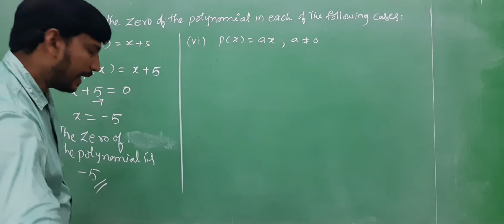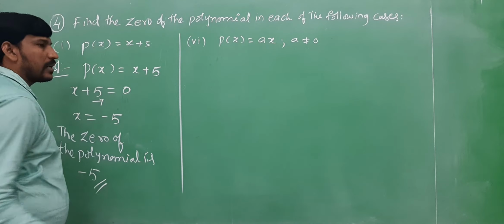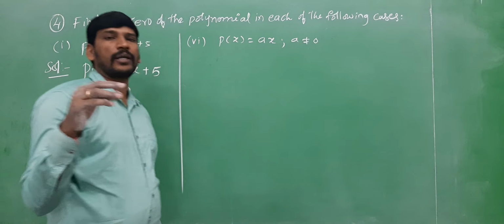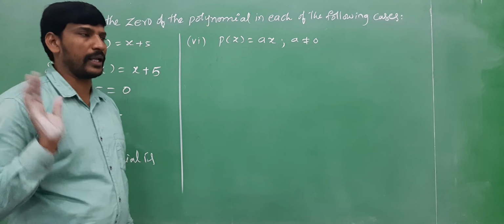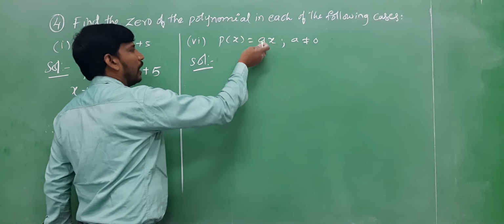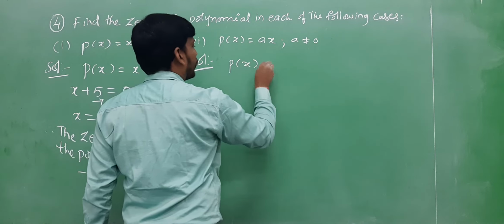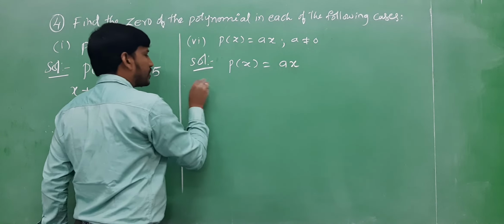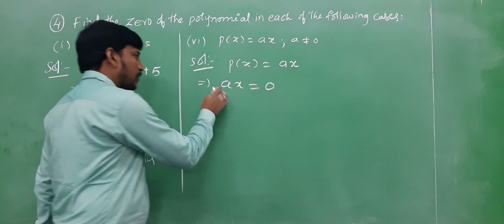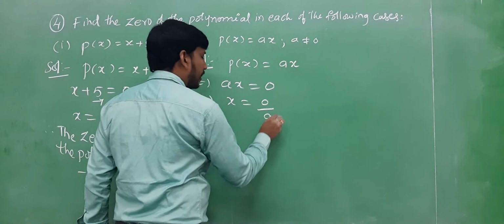Okay, now coming to here, p of x is equal to ax. Here they given one condition, a is not equal to 0. That is, a is any number, either positive or negative, but not equal to 0. So simple thing, nothing is there here. A is any real number but not equal to 0. So p of x is equal to ax. Now this implies ax is equal to 0. Then transpose a to right hand side, will become x is equal to 0 by a here.